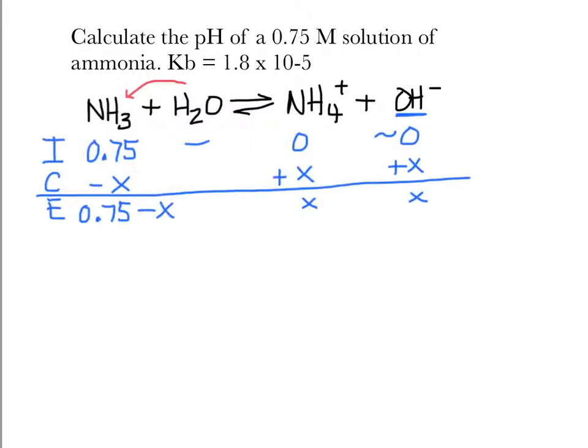Okay, here's our ice chart. Double check if everything looks good. Take a moment, decide, can we ignore X or not? Okay, if I divide those out, I get 2.4 times 10 to the negative 5th, which means, yay, we can ignore X and let's move on with life. Okay, write out the equilibrium expression, set it equal to Kb, and solve for X.